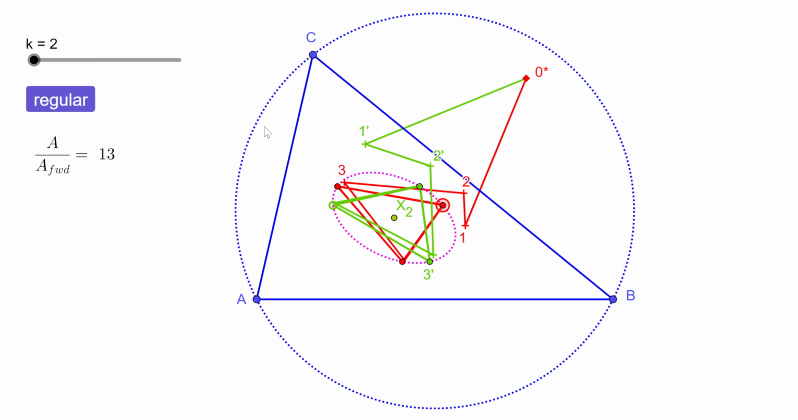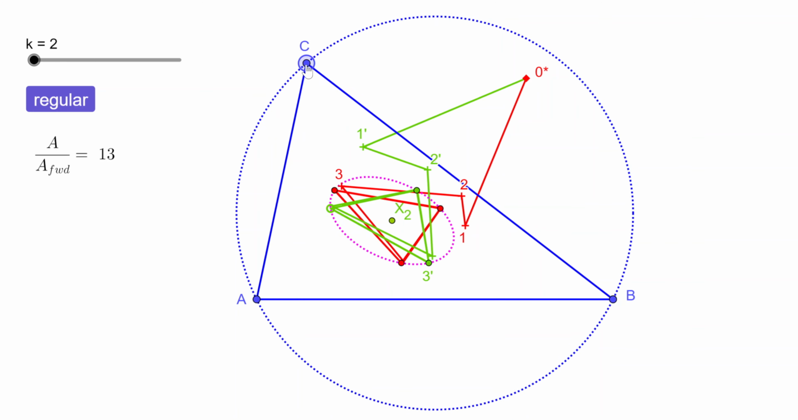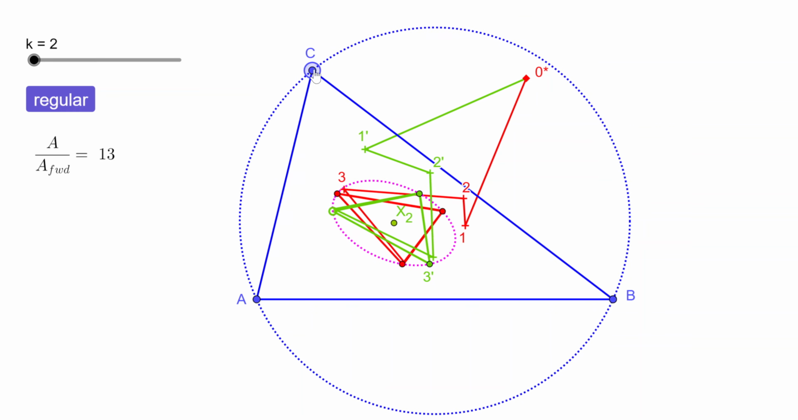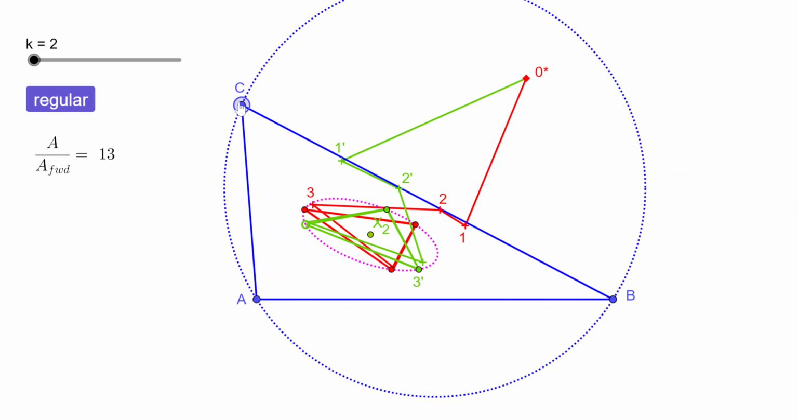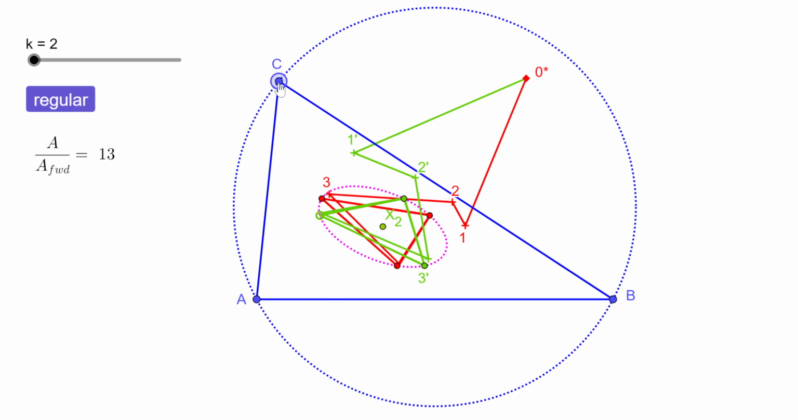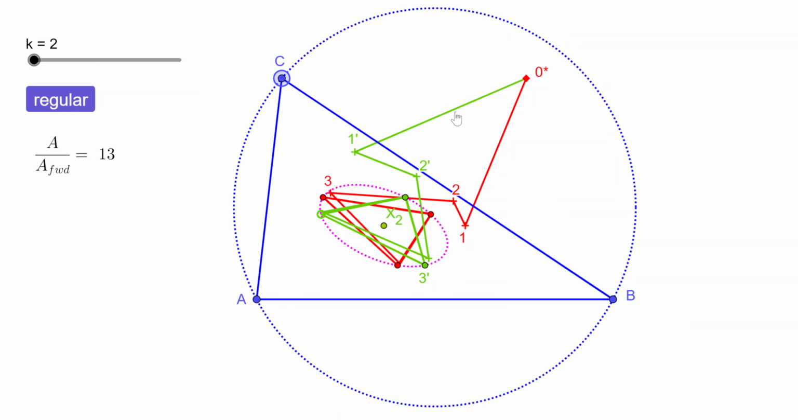Now, what I'm showing on this video as well, and by the way, I can change my triangle and that area ratio doesn't change. 13 is always the same. Right? Now let's explain what the green path means.